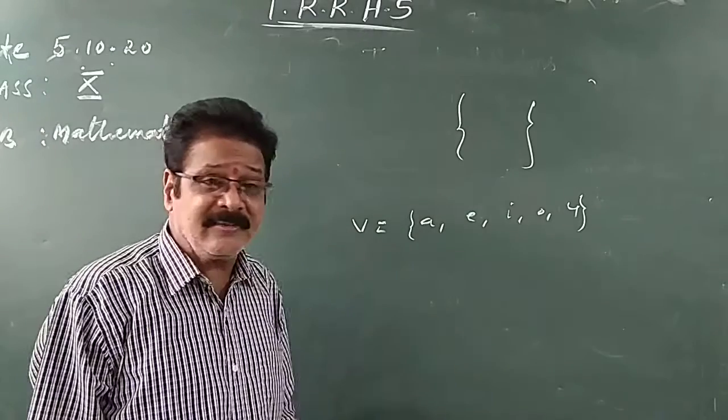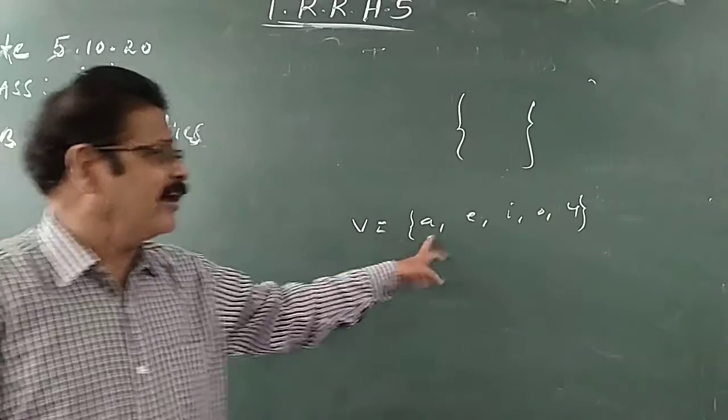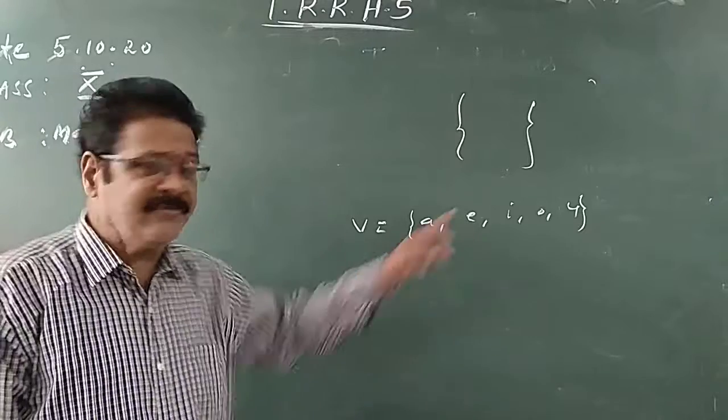The objects, the things that are written in a set, are called elements. What are the elements of B? A, E, I, O, U are the elements. B is the set of vowels in the English alphabet.